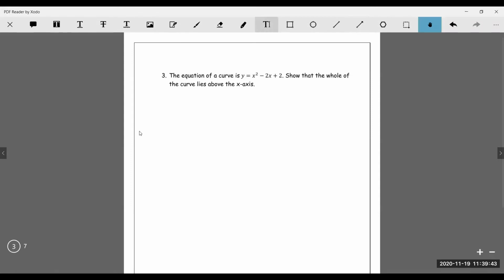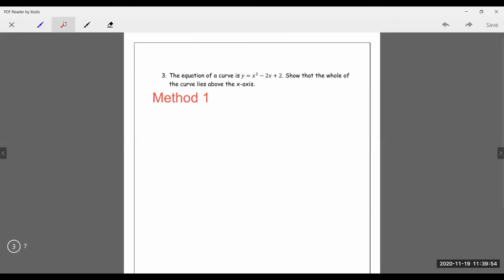Method 1 is, you can complete the square and sketch the graph. Show that the lowest point on the graph is above the x-axis. All right, so this is method 1. Now we know that the x value at the turning point, xt, is going to be equal to minus b over 2a, which is minus negative 2 over 2a. So it's 2 over 2a, which is 2, and that works out to be 1. So the x value at the turning point is 1.